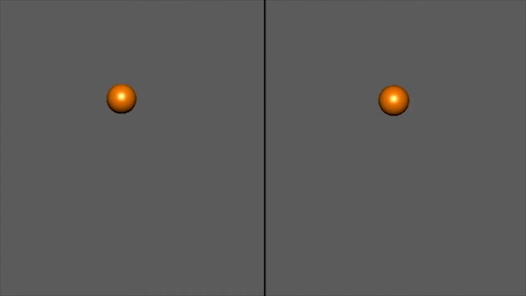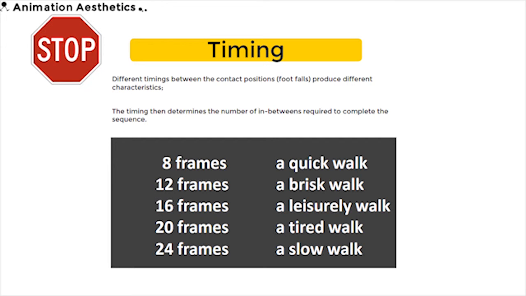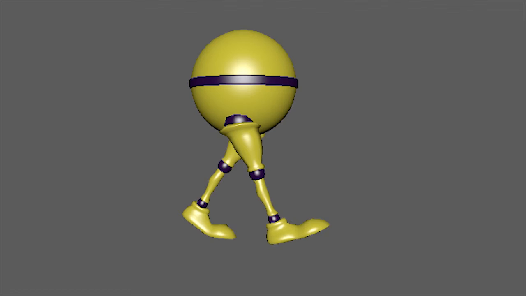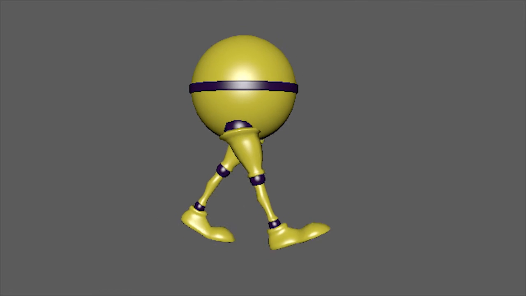The next principle is timing. Timing refers to the number of drawings or frames for a given action, which translates to the speed of the action on film. For example, with a walk cycle, if there are 8 frames, the step would appear much faster than with 16 or 24 frames.